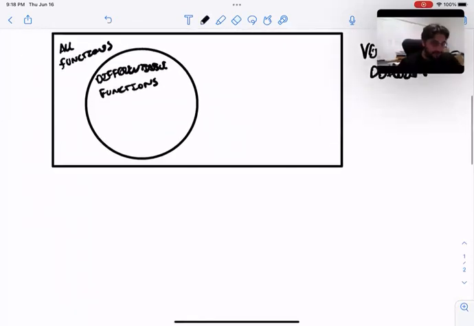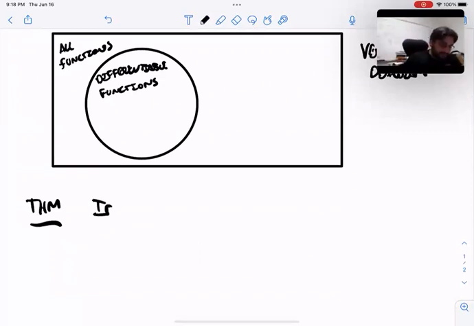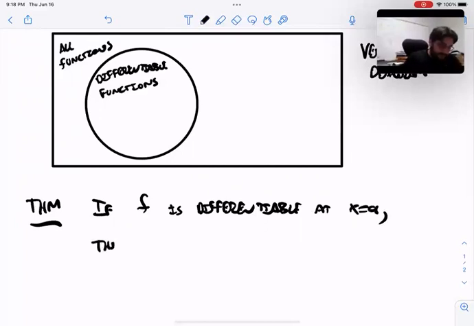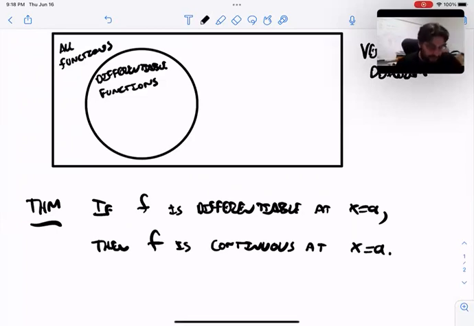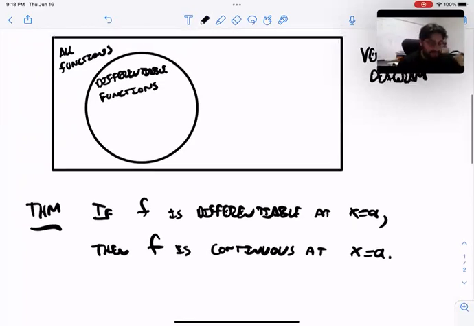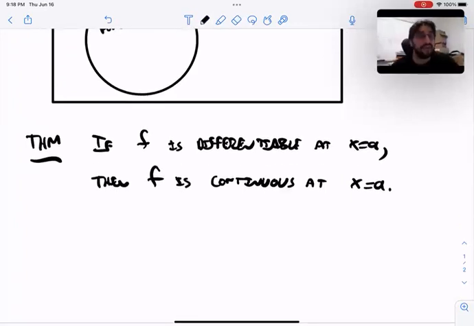So here's the theorem, one of the big theorems in calculus: if f is differentiable at a point a, right, then f is continuous at that same point a. It turns out that it is in fact impossible for a function to be discontinuous at a point if it's differentiable at that point, right? So that's another way to say this, right?